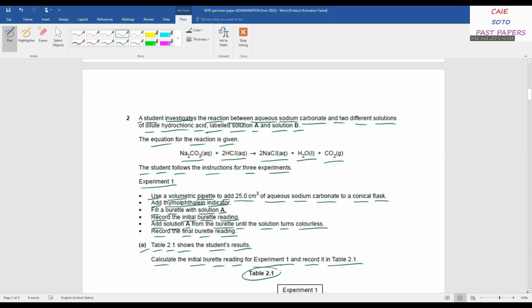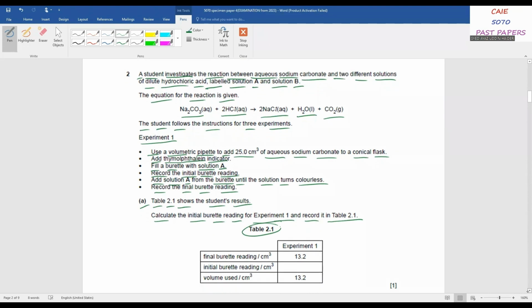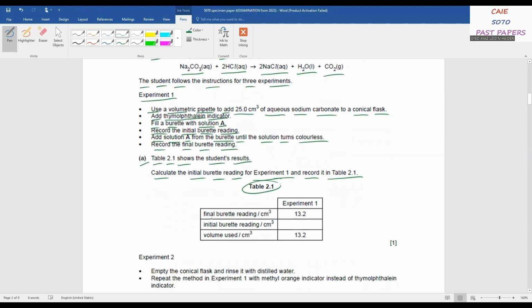This is table 2.1. Here's a table. Final burette reading is given, which is 13.2. Initial burette reading is missing, but the volume used is also given here, which is 13.2. So it's obvious you must be subtracting 0 from 13.2 in order to obtain volume used as 13.2.